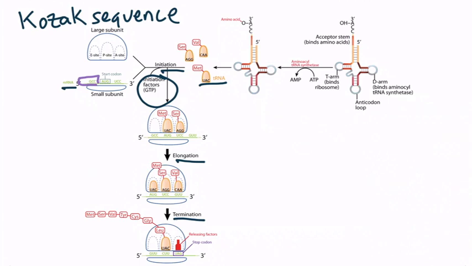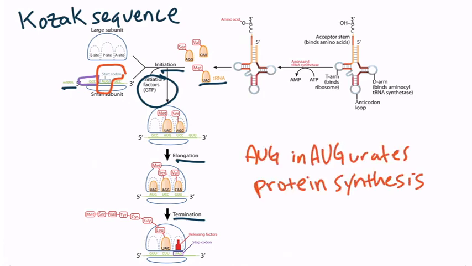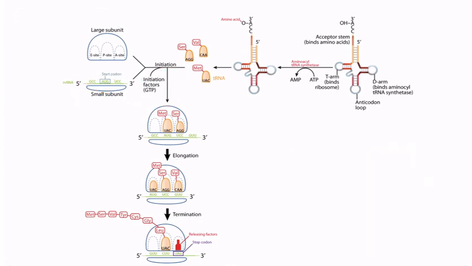You should also know that the start codon is usually AUG. You can see that right here. Some students remember this with the phrase AUG inaugurates protein synthesis. Rarely, the start codon can be GUG. Elongation occurs as the tRNA and mRNA molecules move through the ribosome, resulting in a growing polypeptide.